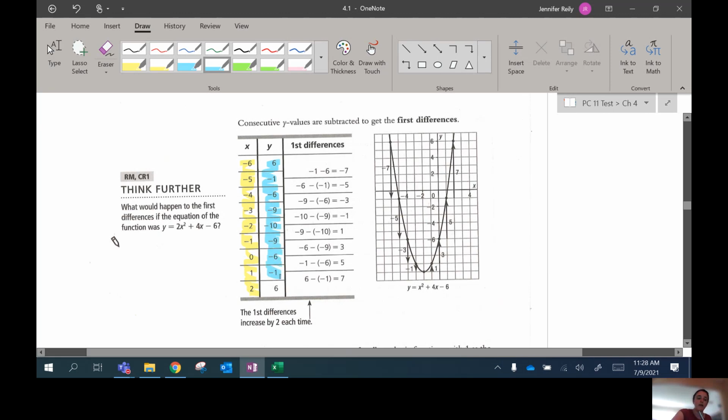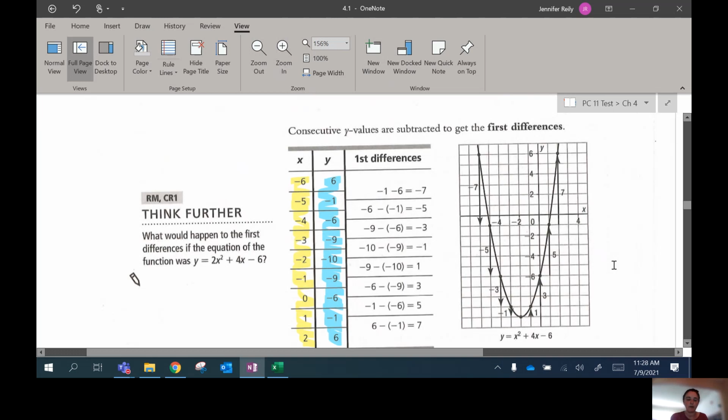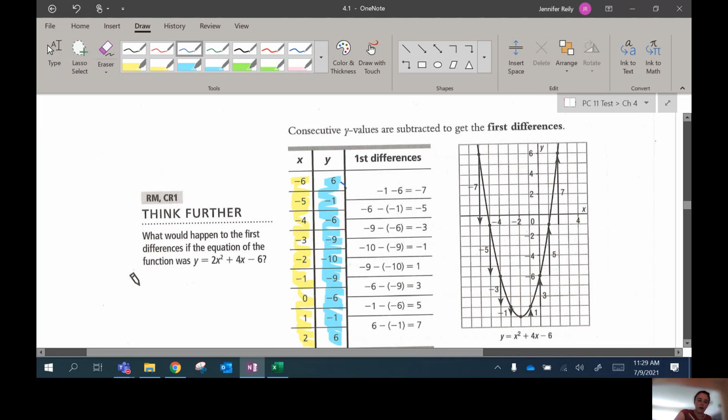Now on a linear graph, what you'll notice is the y values always increase by the same amount. But on a parabola graph, if you look at how the differences between the y values are changing, they change. Between the first y value and the second, we can see it went down by 7. And then from -1 to -6, that's another decrease, by 5.